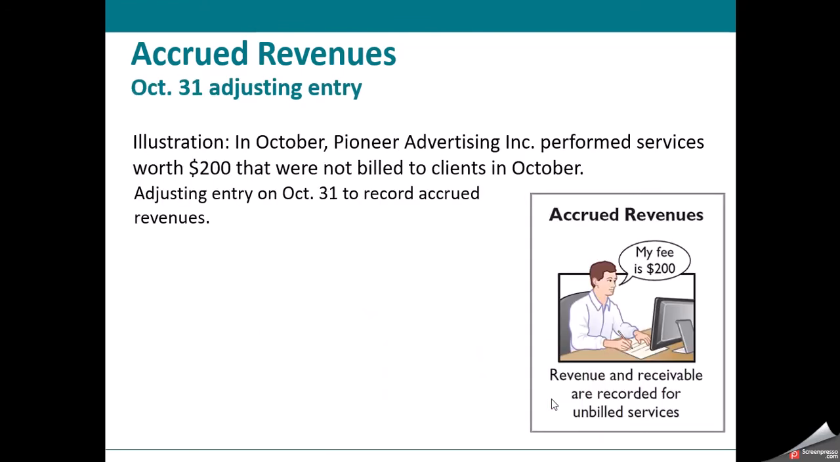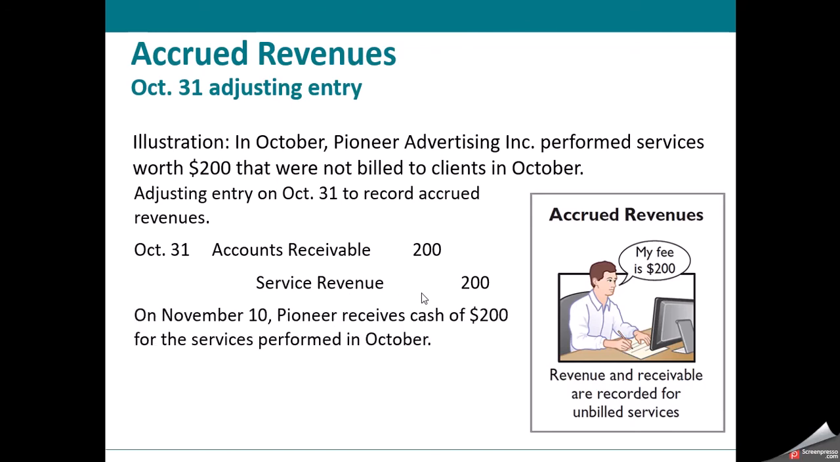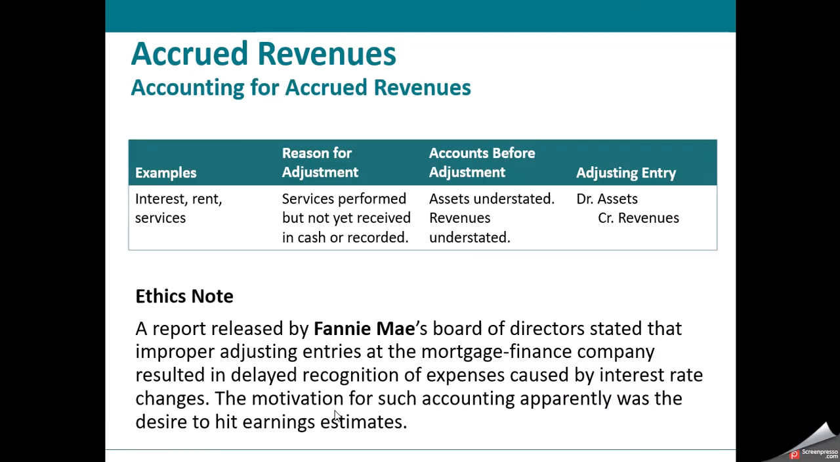So here's an example. They performed services worth $200 that they did not bill yet to the customers. So we're going to do this accrual entry. We set up the accounts receivable for $200 and we credit our service revenue. Then when we receive the cash for the services that were performed, we're going to debit the cash and we're going to credit the accounts receivable.